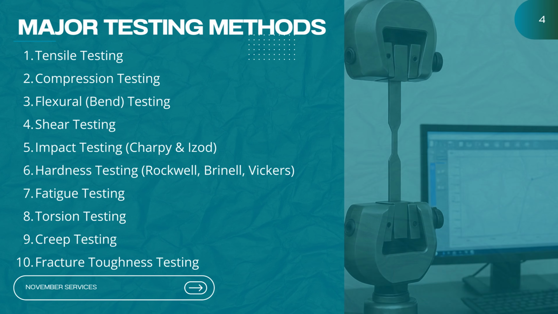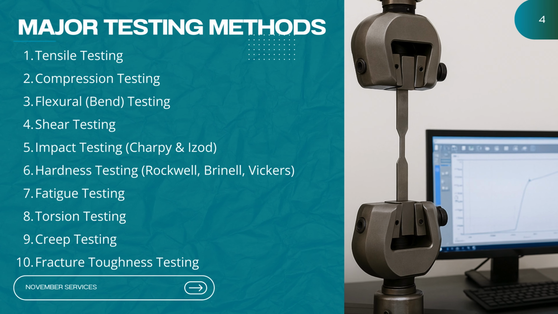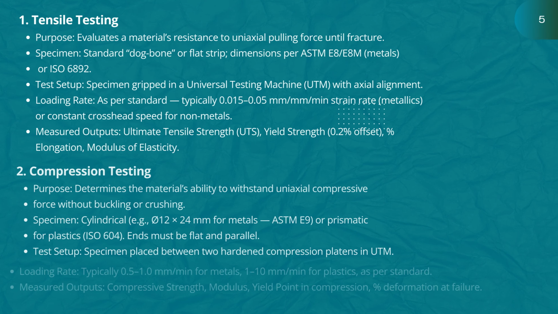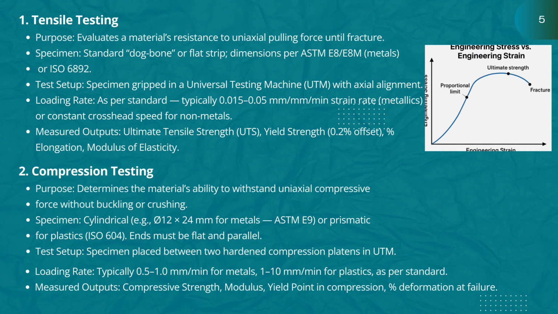These are the major material testing methods we use, from tensile and compression testing to hardness, fatigue and fracture toughness evaluation. Each method serves a unique purpose in determining material performance. We'll go through each of these in detail in the upcoming slides. Let's start with tensile testing.